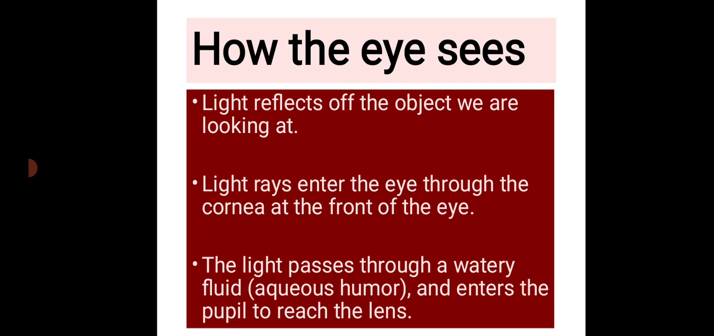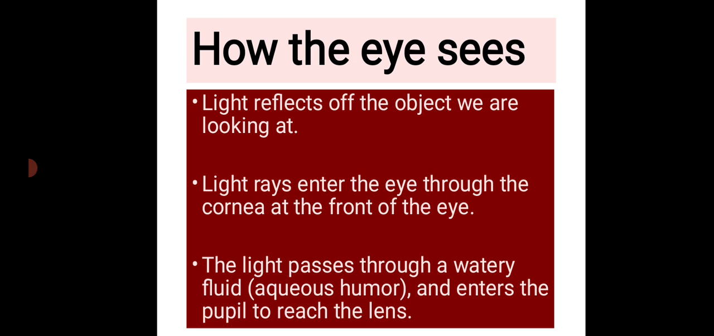Remember that the cornea is like a clear window. The cornea is like a clear window at the front of the eye, and it covers the iris and the pupil. So the light rays enter the eye through the cornea at the front of the eye. Okay, so the light passes through a watery fluid, that's the aqueous humor, and enters the pupil to reach the lens.